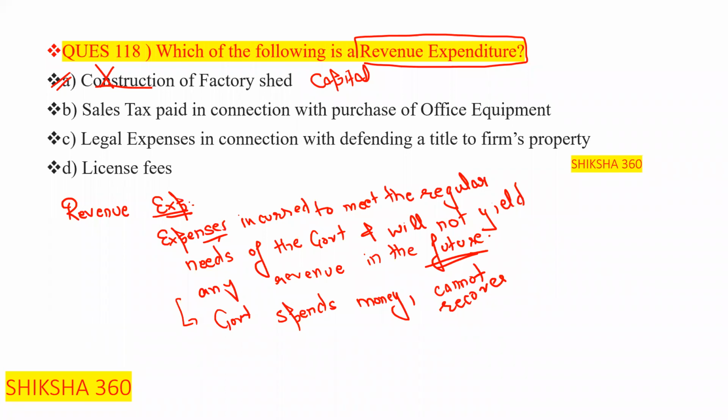Now the second one here, that is sales tax, clear. Sales tax paid in connection with the purchase of office equipment, clear. That sales tax, in the end, goes to the government, clear. So we will not consider it under revenue expenditure.